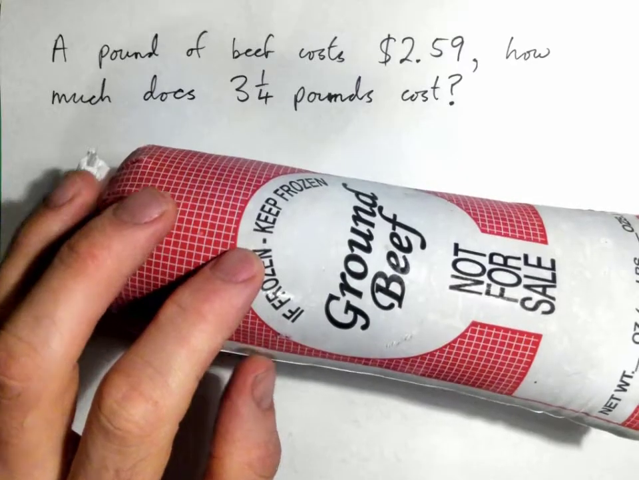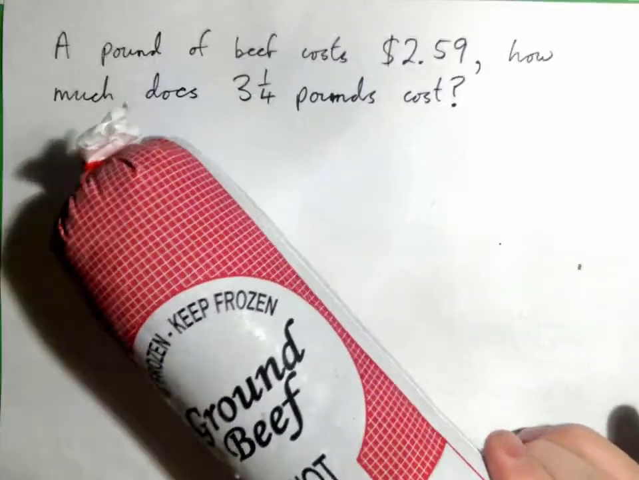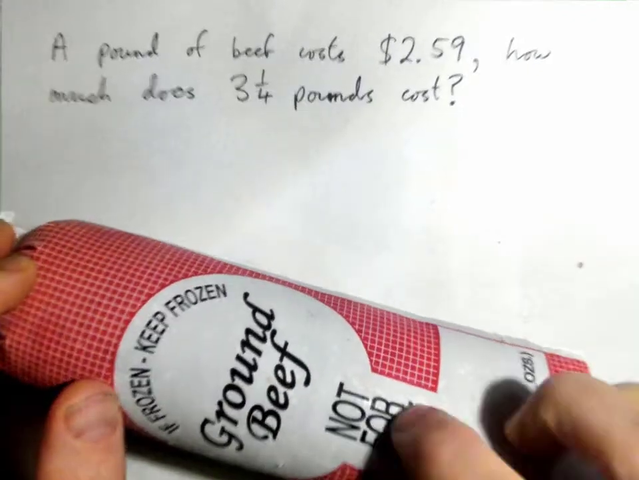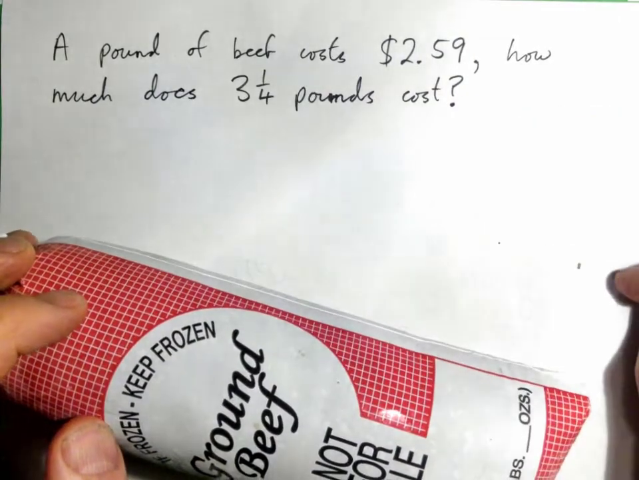Alrighty, so here is a pound of ground beef. Okay, pound of ground beef. It costs $2.59. And so how much does 3¼ pounds cost?